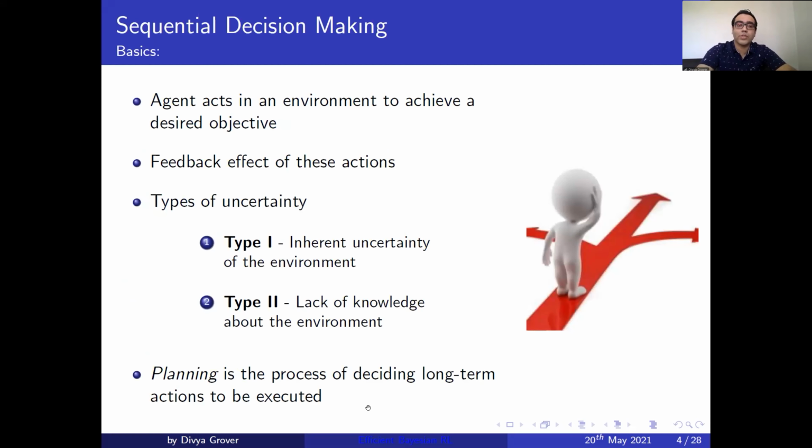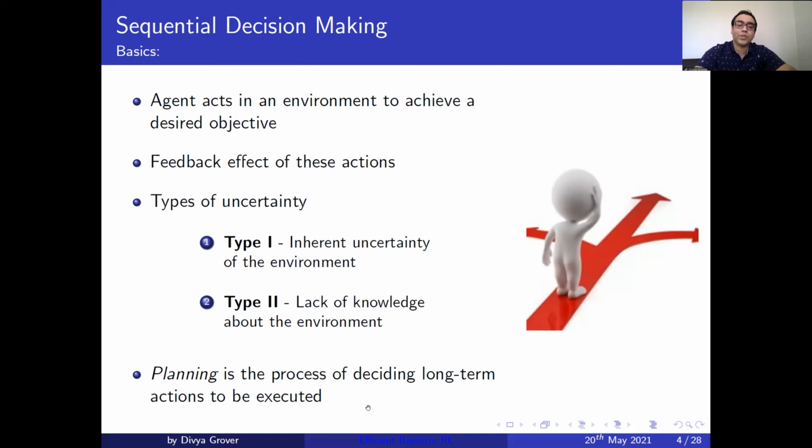Okay, so what is sequential decision making? The basics, as I explained, are that you have an agent that is trying to act optimally in an environment, and the actions of this agent will have certain feedback. So for example, when the Pac-Man was eating the white balls, they are no longer there. So that's a feedback of the actions of the agent.